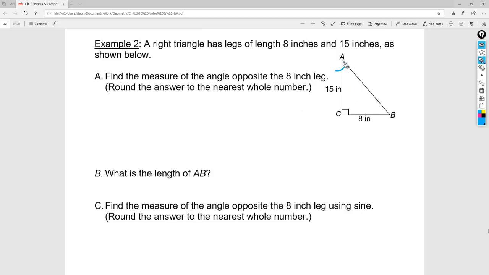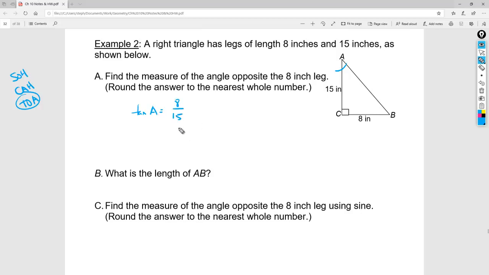So I want to find the angle measure here. Now, could I find the hypotenuse? Absolutely. I could use the Pythagorean theorem and find the hypotenuse, but I don't need to do that. If I have two values, I can just refer to my handy dandy SOHCAHTOA. I have an opposite and an adjacent to my angle, so I'm going to use TOA here. So I know that tangent of A is 8 over 15.